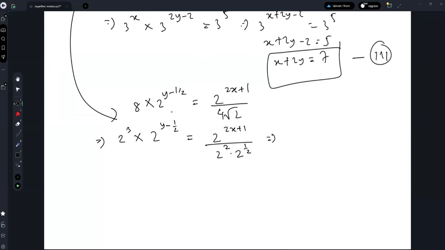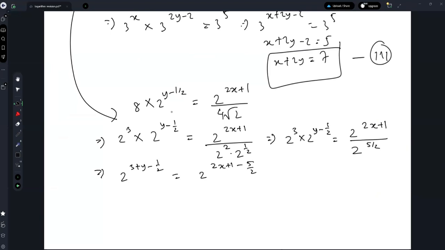So therefore, I get 2 to the power 3 times 2 to the power y minus half. This equals 2 to the power 2x plus 1 divided by 2 to the power 2 plus half. It is going to be 5 by 2. So therefore, I get 2 to the power 3 plus y minus half. So I need to add them together again. I get 2 to the power this thing minus that.